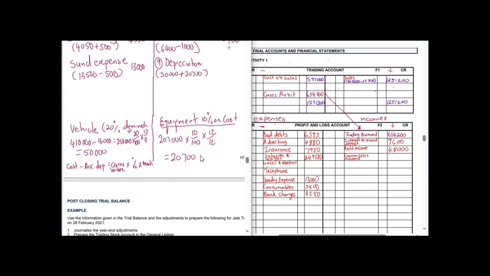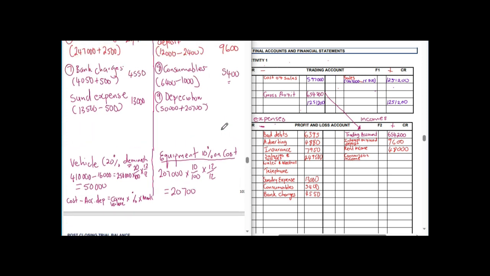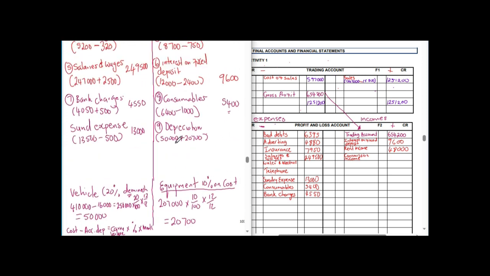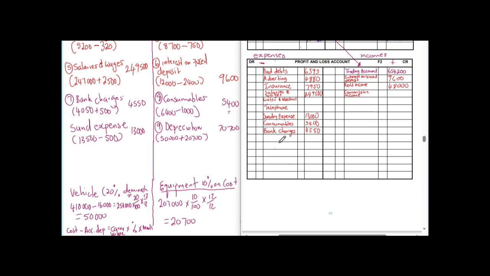And then the depreciation for the entire year, it's 50,000 plus 20,700. Then our depreciation for the entire year, that will be recorded under profit and loss, is 70,700. And then we can go now to our profit and loss account and write depreciation.